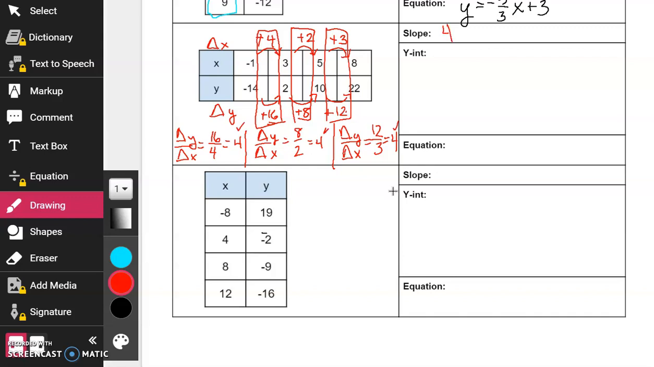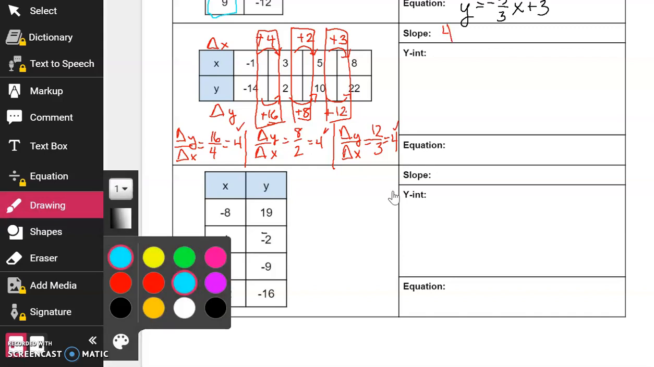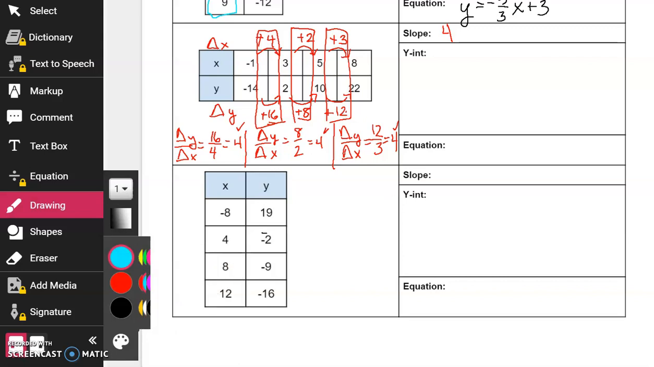Our slope is 4. Then I go look at my x values for 0. Is it there? Oh no, it's not, Miss Valente. No, what do we do? Okay, this is what we do. We are going to use the equation y equals mx plus b to help us figure this out.